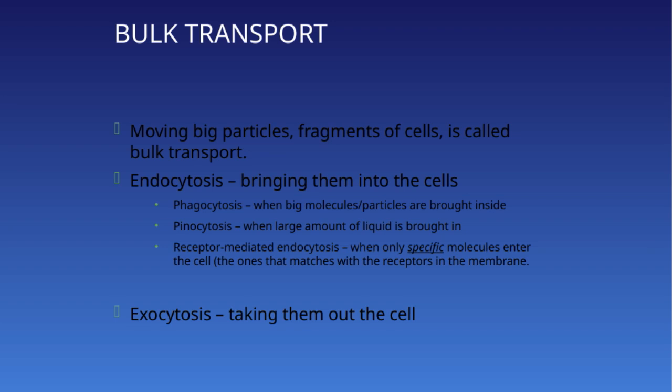On the flip side, exocytosis is the process of taking materials out of the cell. Both endocytosis and exocytosis are essential for maintaining the cell's environment and communication with its surroundings. These processes are fundamental to how cells actively manage their internal and external environments, supporting their overall function and health.